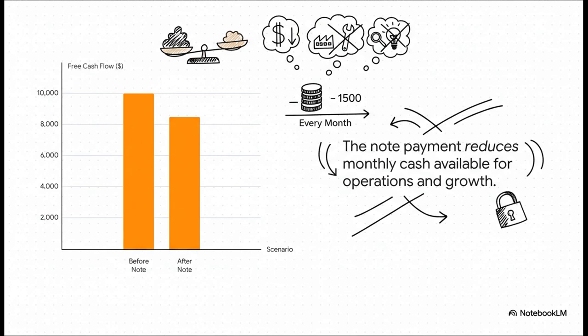The balance sheet might look stronger because assets went up, but the cash flow statement tells a very different and arguably more important story. Every single month now, Apex has a new bill to pay, a $1,500 loan payment. That's $1,500 that is no longer available for anything else: hiring new people, marketing, research and development. Their operational flexibility has just decreased.